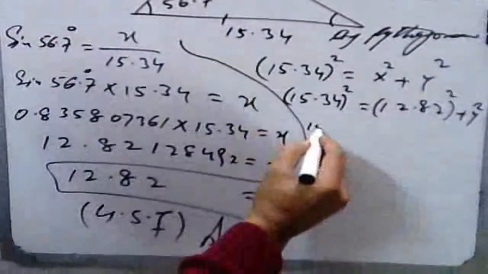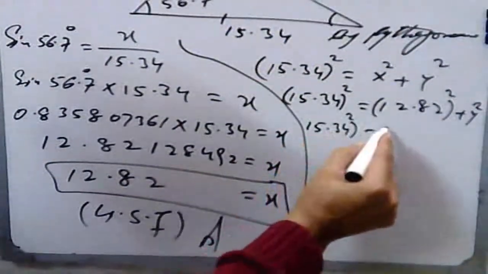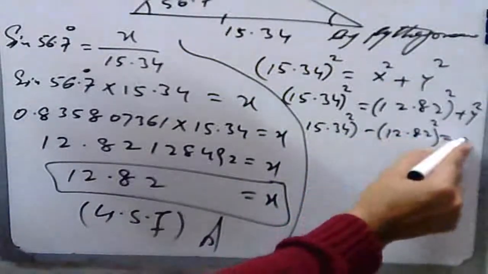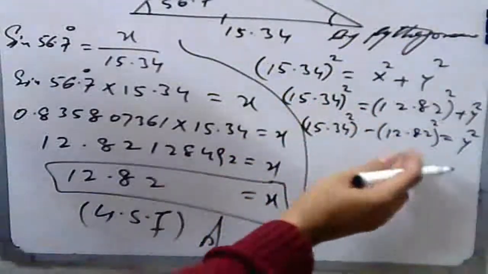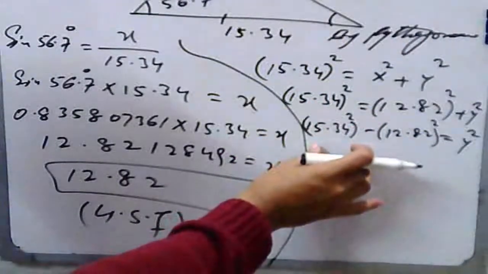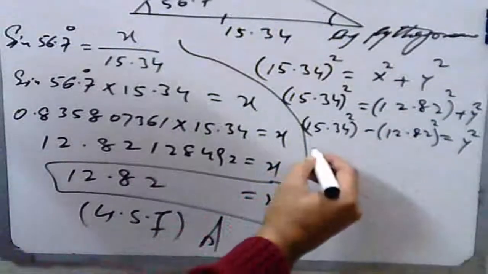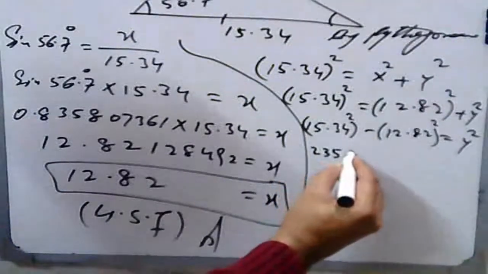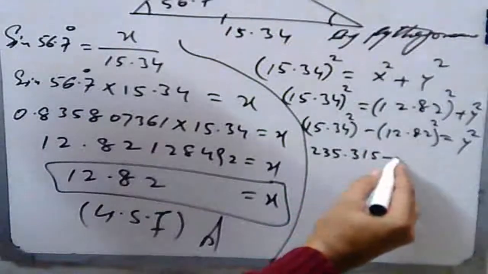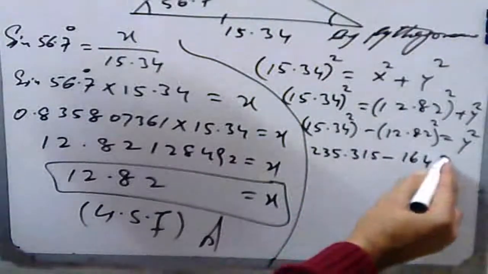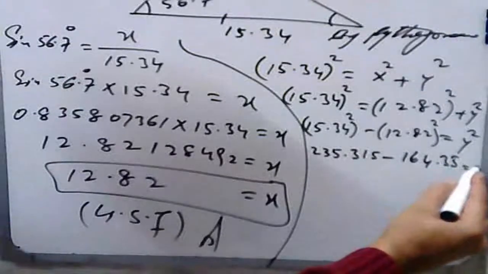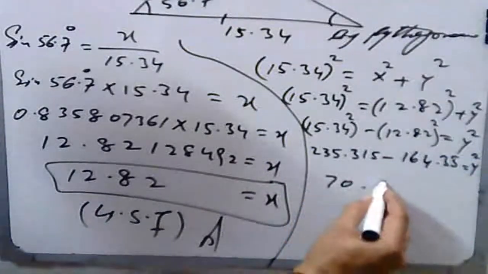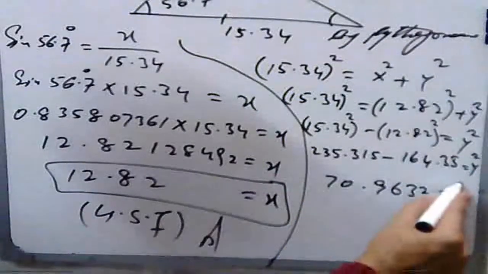After shifting, 15.34 square minus 12.82 square is equal to y square. So you remove the square and take the subtraction of it. So for example, we have calculated briefly, that is 235.31 minus 164.35, so that is your y square. So the value of y square is 70.9632 is equal to y square.